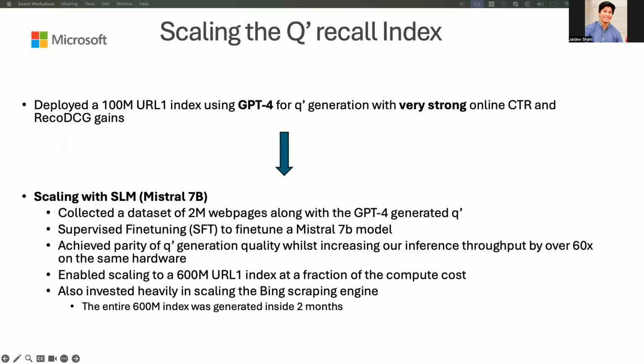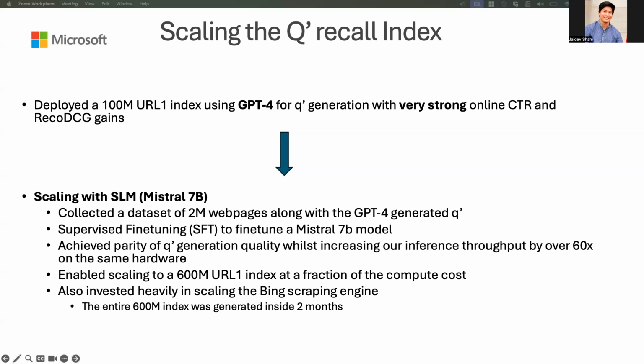And so what we first launched was a 100 million URL1 index using GPT-4 for Q prime generation. And we saw that this is very strong online CTR and Reco DCG gains. Reco DCG is a quality metric I'll talk about later. However, GPT-4 actually is really expensive and it is not suitable for scaling to, say, a billion or 2 billion size index. So our next step after this was to take GPT-4 generated Q prime queries to supervised fine-tuning to distill down to a Mistral 7B model.